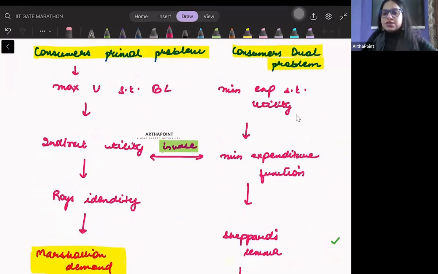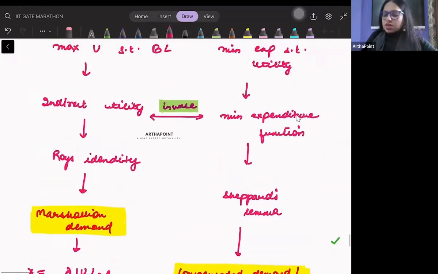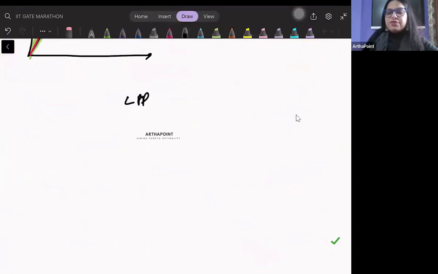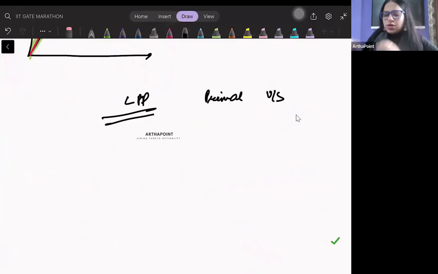This is Marshallian versus Hicksian. So just think about it. See, in LPP, we have a concept which is called as primal versus dual. Excuse me, sorry. It's called as primal versus dual.